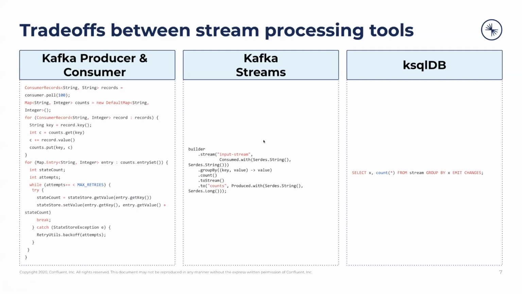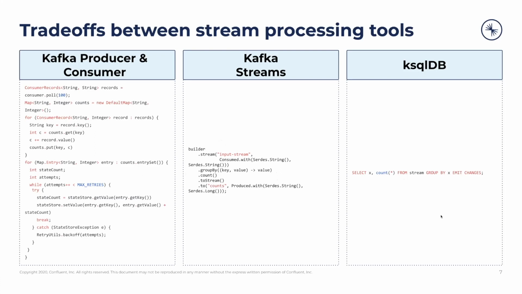In the middle here, you create a stream builder from a Kafka topic called input stream. You tell it what the data is, right? Both are strings, the keys and the values. We're going to group by the value, count it, and send it to a stream called counts, so we're going to have a string and a long on the output. A lot less code here than the left, but with KSQLDB, we have even less code. You literally do select X, count star from the stream, group by this, and then emit changes. So this is actually a lot simpler.